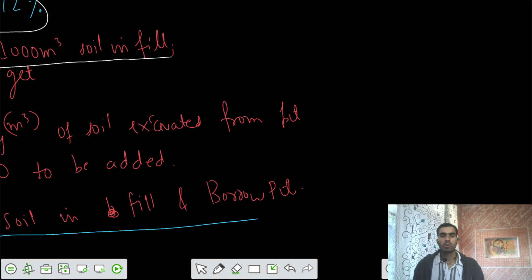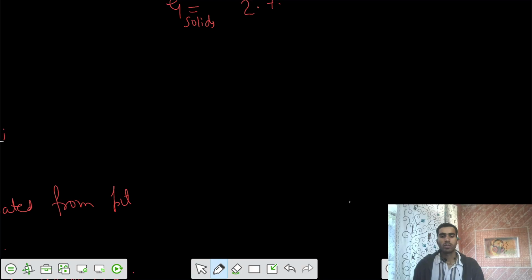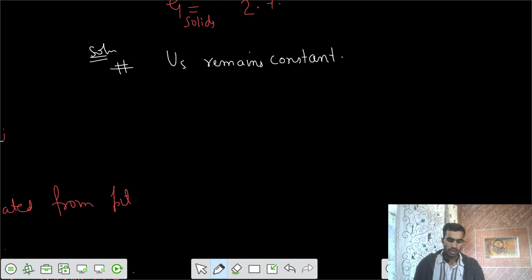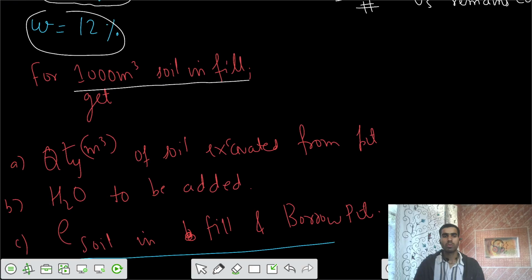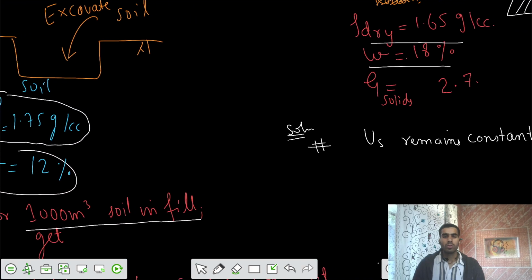So the solution would begin in such a way that, let's go for the solution. Your volume of solids remains constant. It's going to remain constant. Let's talk about the first case. Let me take the first condition, that's about the borrow pit. Let's talk about the borrow pit first.